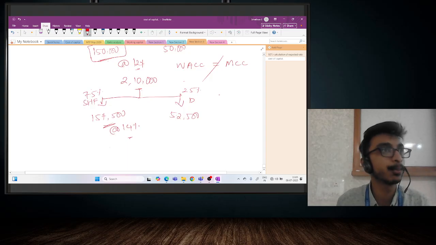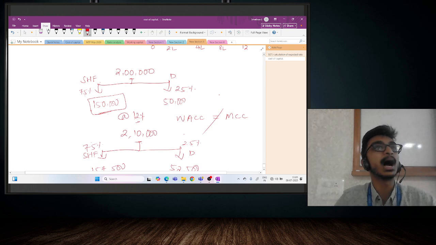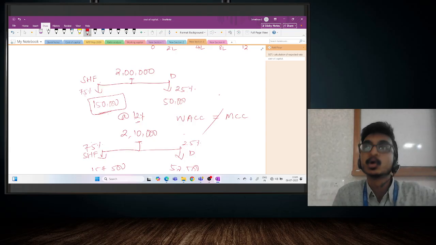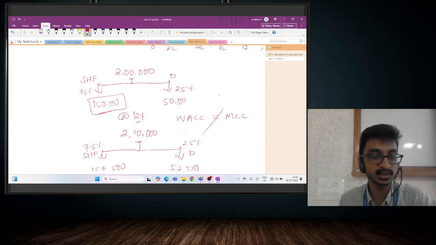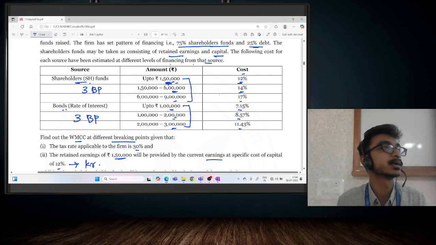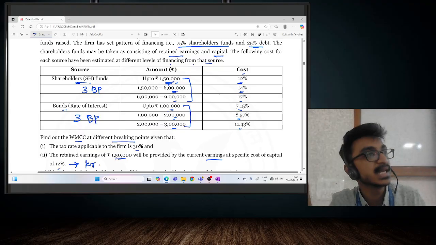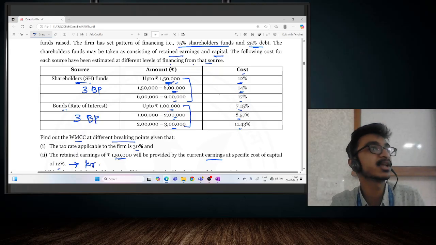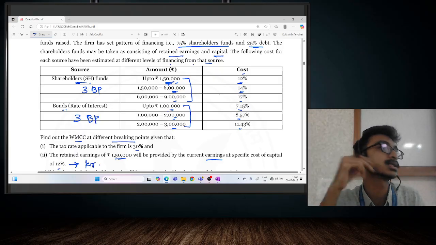I hope you are getting the point. So why is 2 lakh the breaking point? Because up to 2 lakh rupees only you can raise shareholders fund at 12%. If you are going beyond 2 lakh rupees, you have to raise shareholders funds at 14%. So one component for calculating weighted average cost of capital is changing. So marginal cost of capital will not be equal to weighted average cost of capital. So in those cases, what do we have to do? We have to calculate the marginal cost of capital.